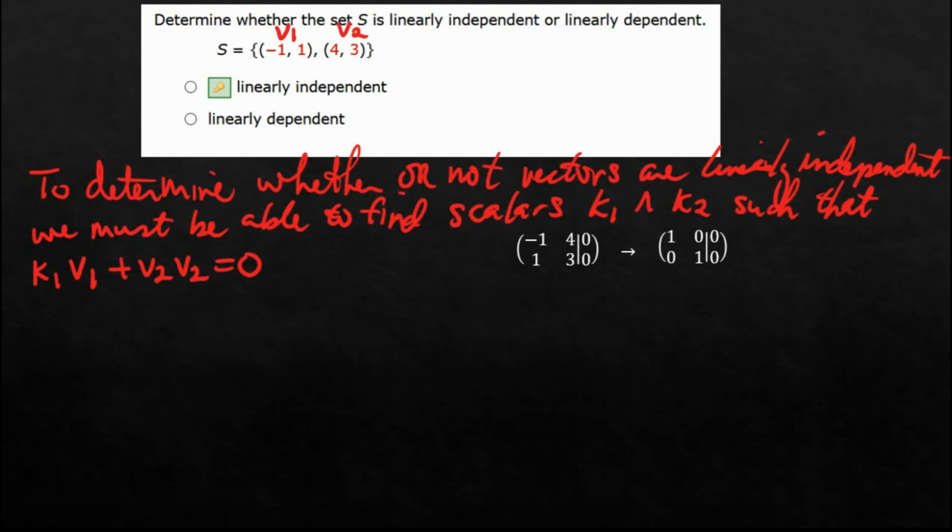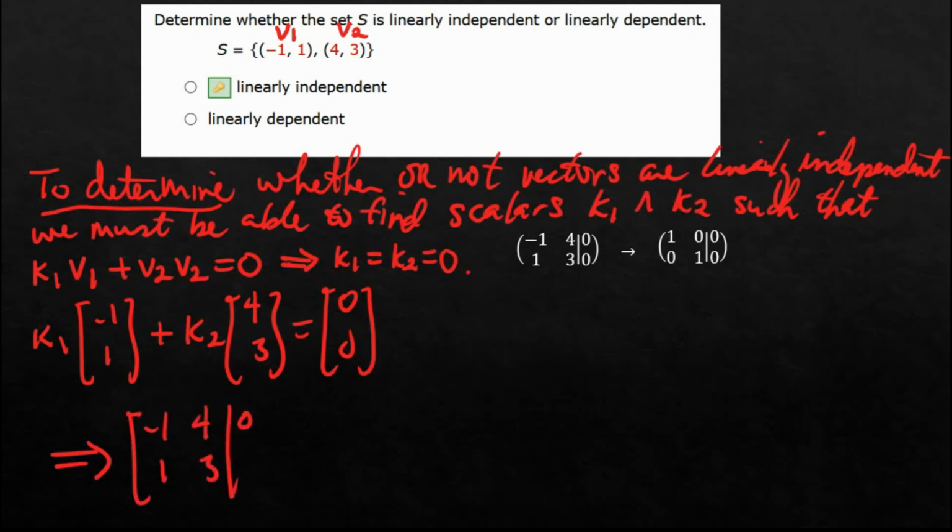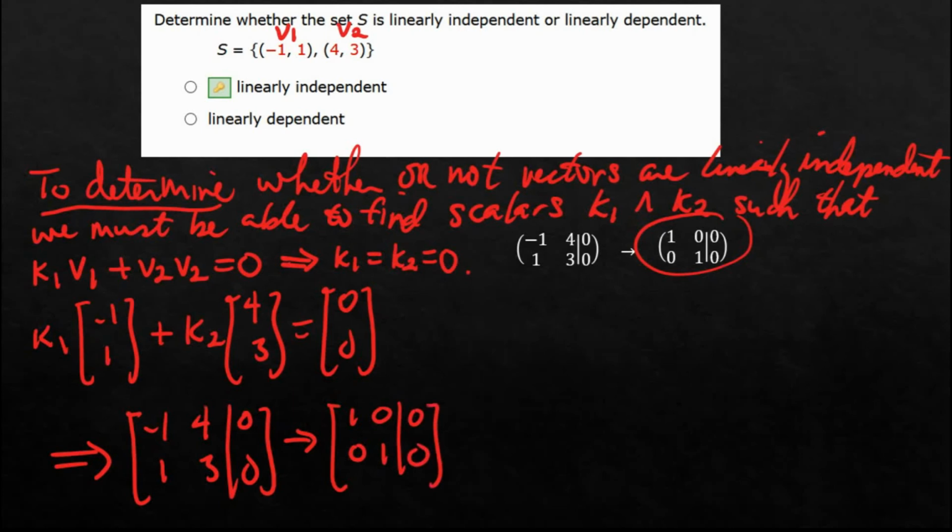You're only concerned about 0 for linear independence and linear dependence. Right here implies that k1 is equal to k2 is equal to 0. We need to be able to show that. So I have k1 times v1, that's negative 1, 1, plus k2 times v2, that's 4, 3, and that's equal to 0, 0. Now the system that gives me is negative 1, 1, 4, 3, 0, 0. On my graphing calculator, I did that already, and I reduced that to reduced row echelon form.